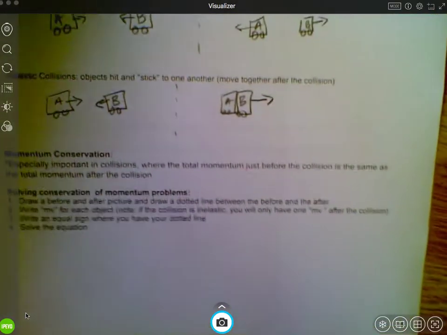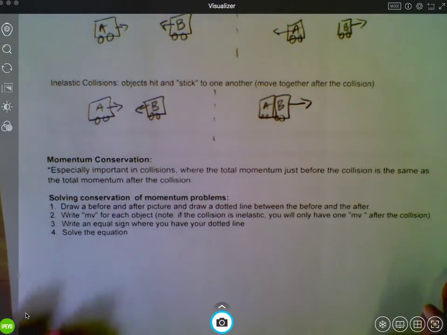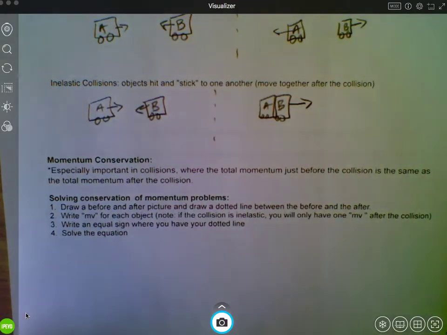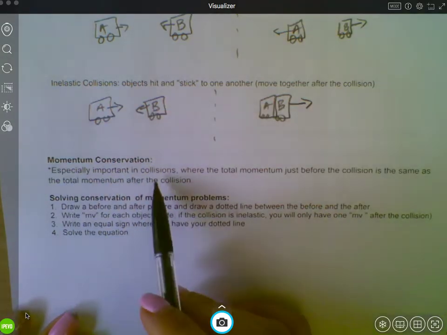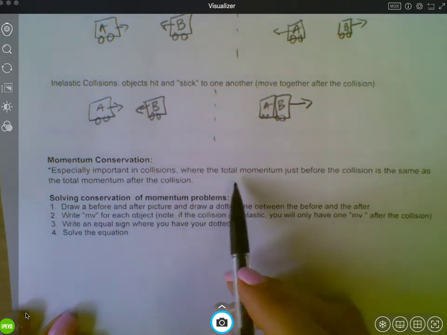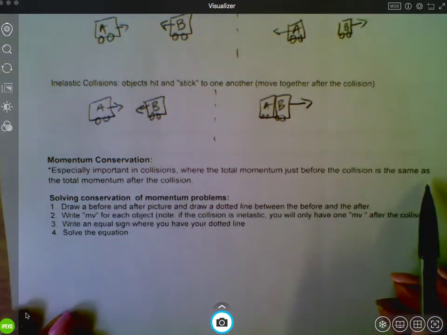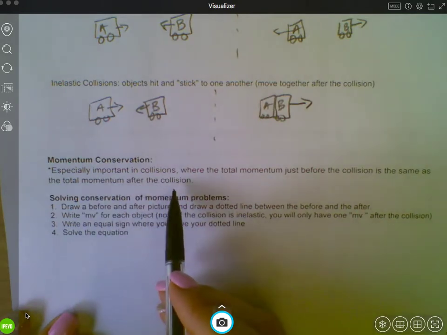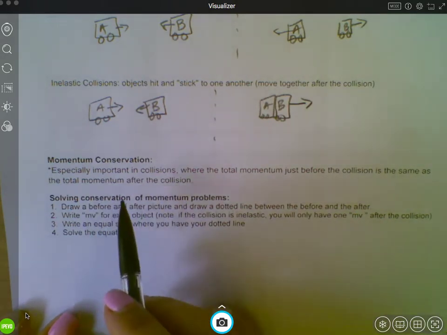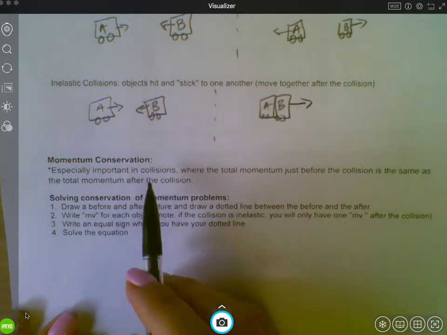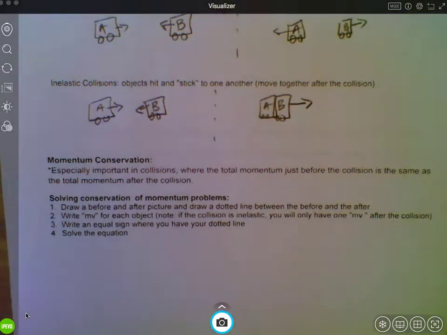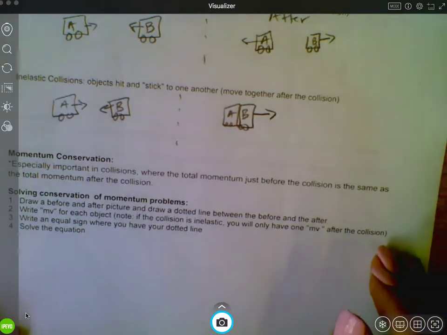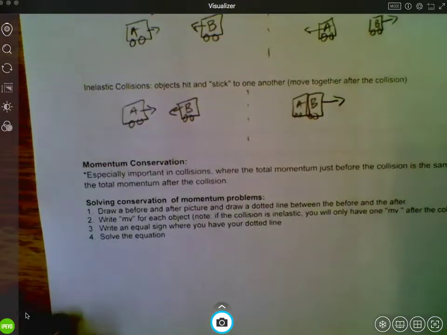All right, a couple of notes here before we start doing some examples. Momentum conservation is just like energy conservation. This is especially important when you're talking about collisions, but basically it's where the total momentum just before the collision is the same as the total momentum after the collision. Momentum before collision equals total momentum after, of the whole system. So here are the steps that I use and that I would suggest using when you solve collision problems, and I'm going to show you how we do this in a couple of examples.